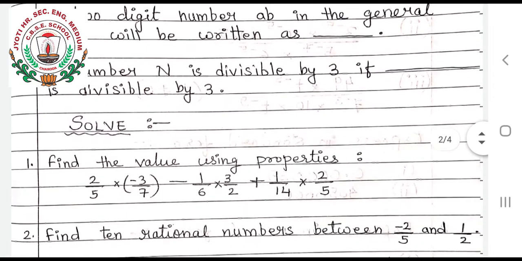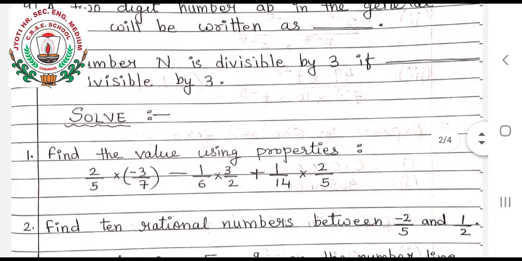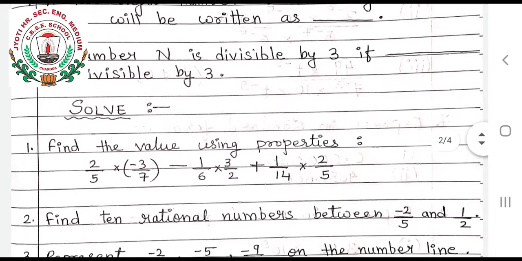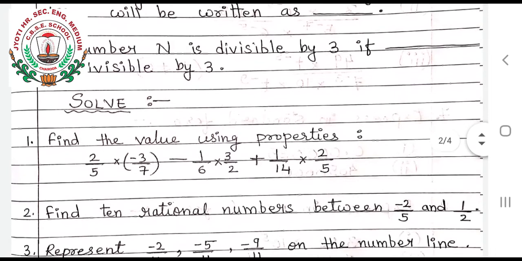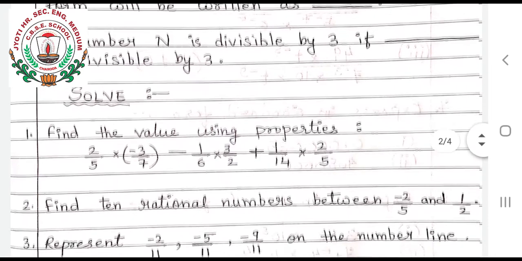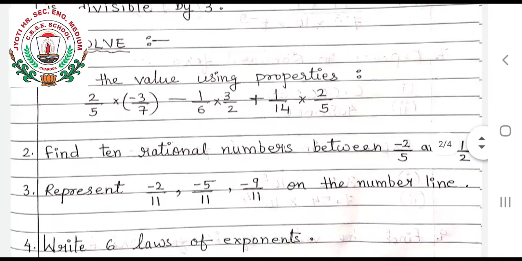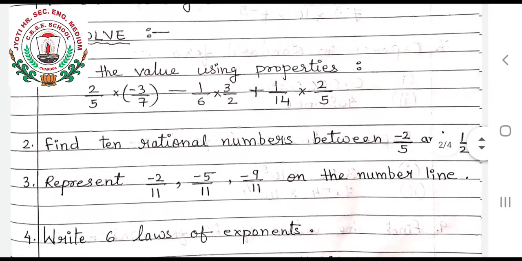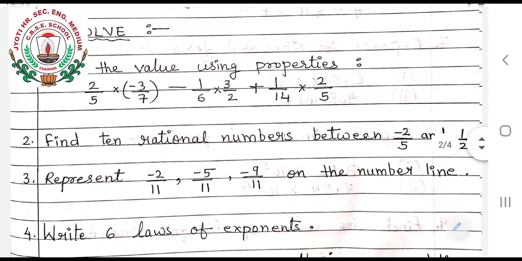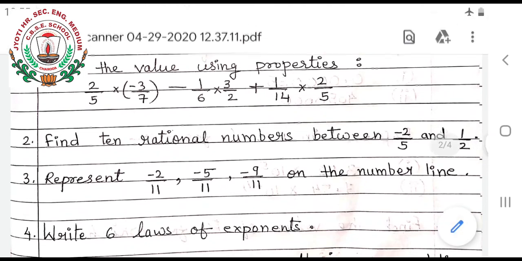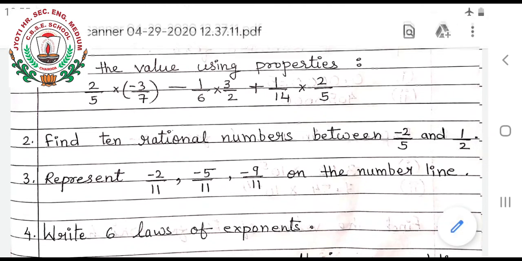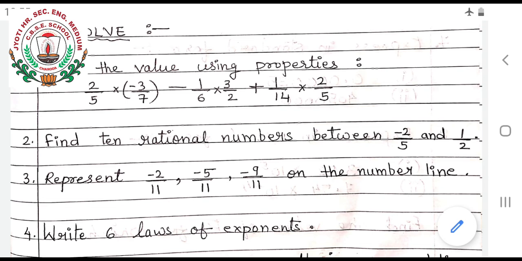Then next, solve the following questions. Here some questions are given. Already you have completed the chapter, so these questions are related to those given in the chapter only. First, find the value using properties, meaning using the properties of rational numbers. Here some kind of adjustments you have to do, then some kind of properties you have to use.